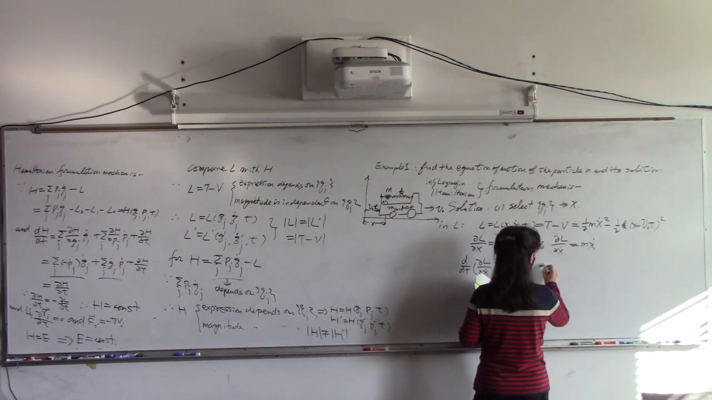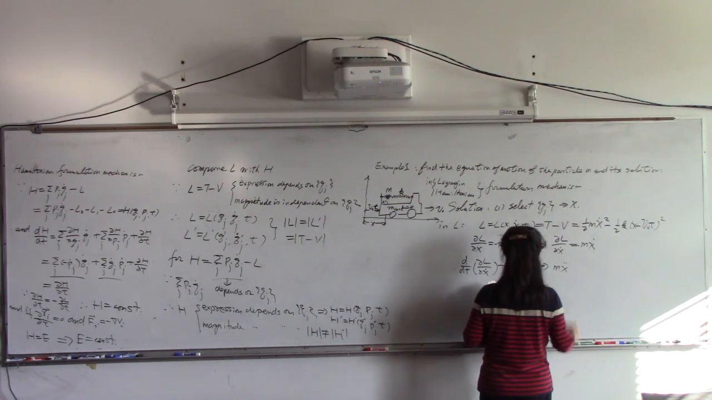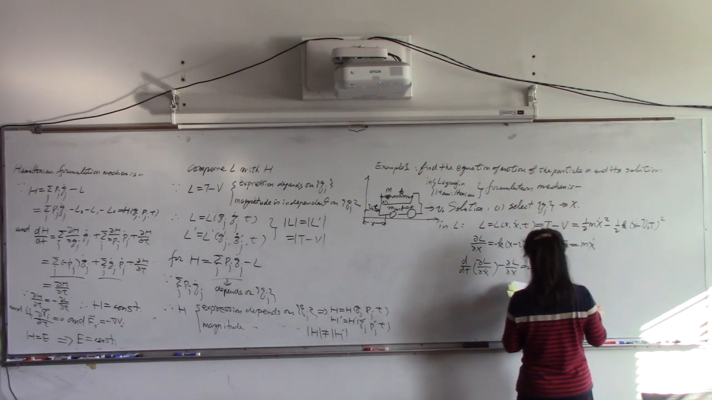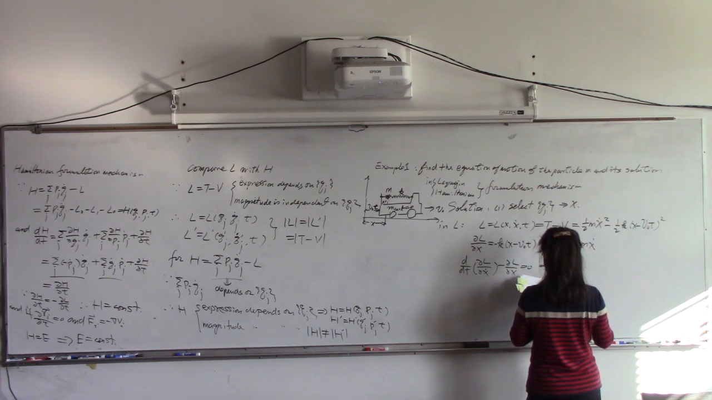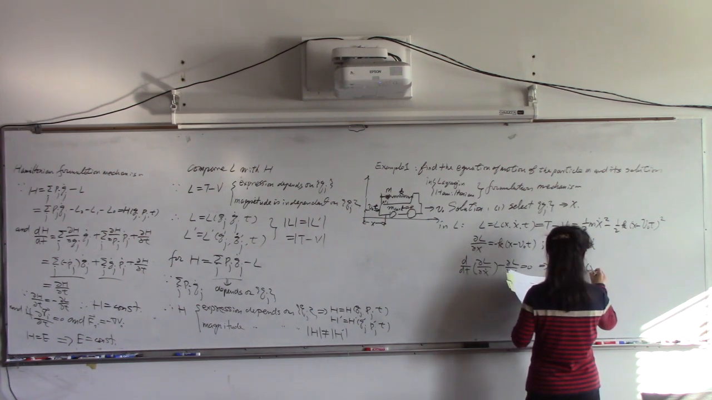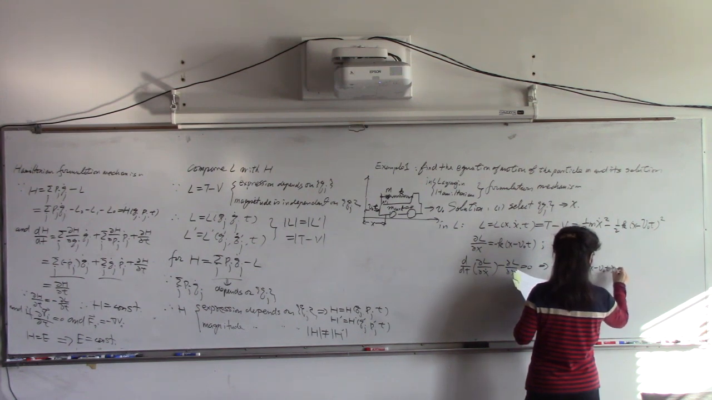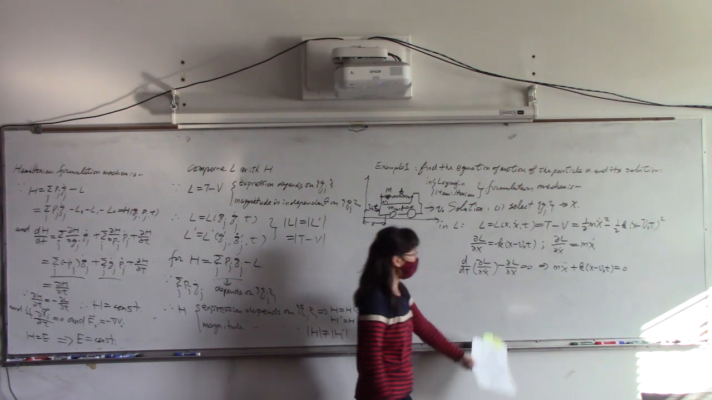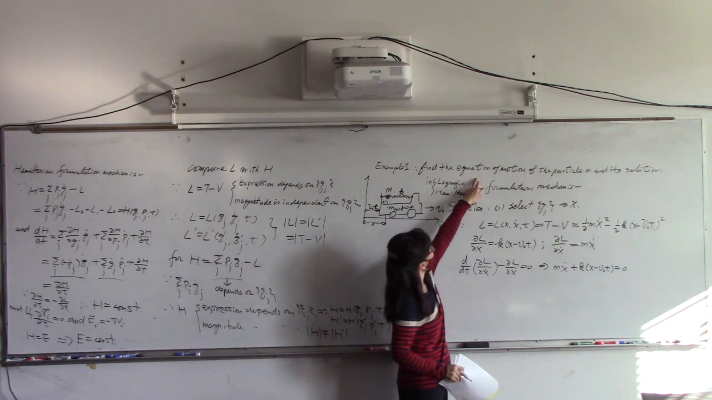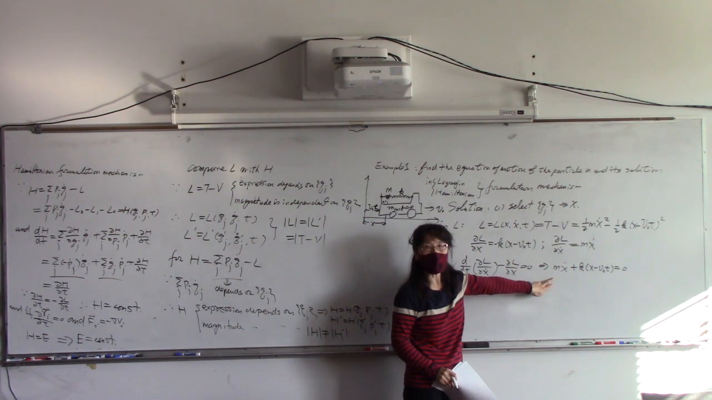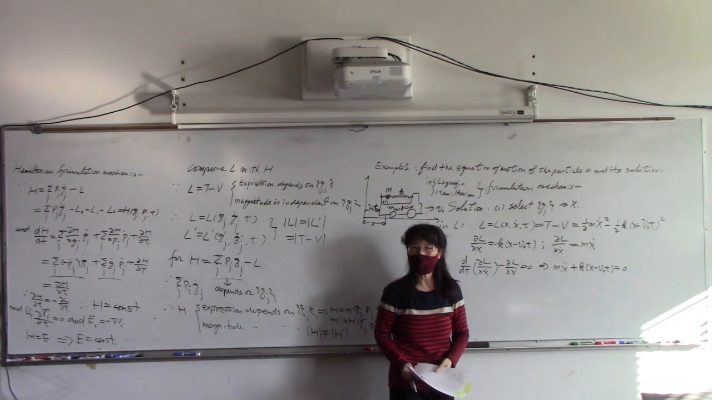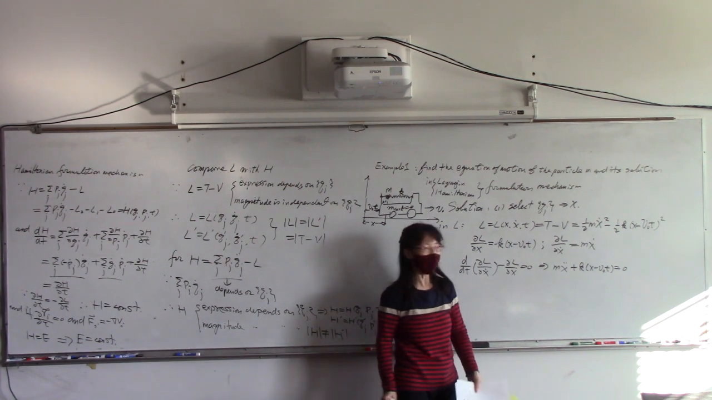So that means we have m x double dot, minus minus becomes plus, right? So that is plus k times x minus v naught t equal to 0. So that is the equation that answers the first question. Equation of motion, that is the equation of motion. Now we're going to solve it. So this one is simple, right?